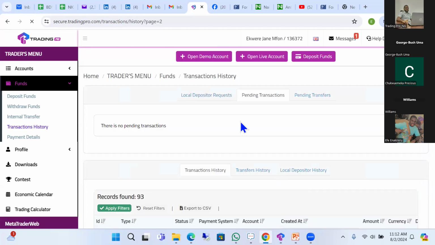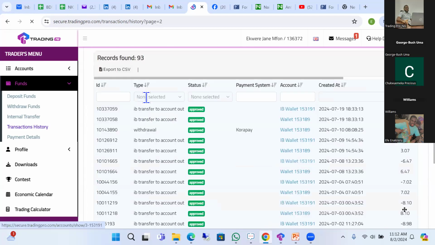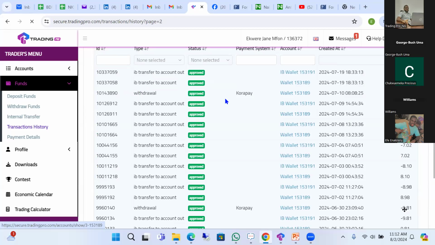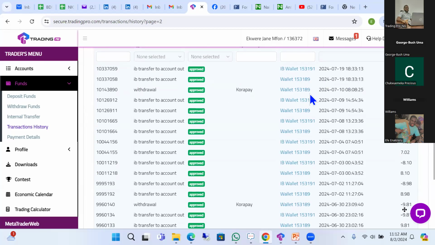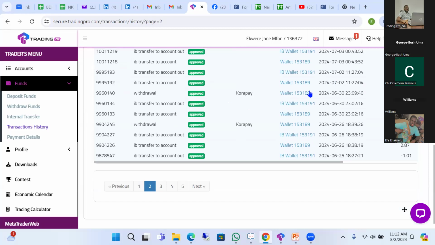So this is page 2. All right. So you can see, you see there withdrawal written. This is withdrawal Cora Pay. Withdrawal on the 10th of July. Withdrawal of $33. All right. So again, I go up, on the 30th of June, withdrawal of $9. On the 26th of June, withdrawal of $17. And more like that. You can see this one is extending to 5th page and even more.